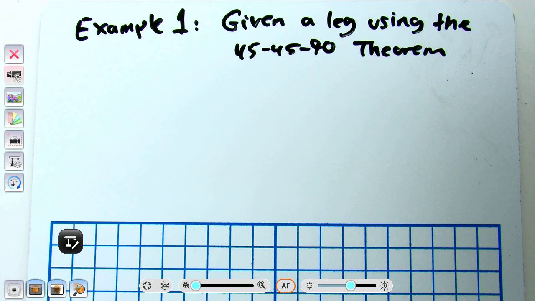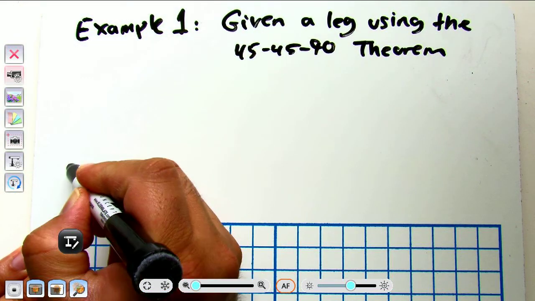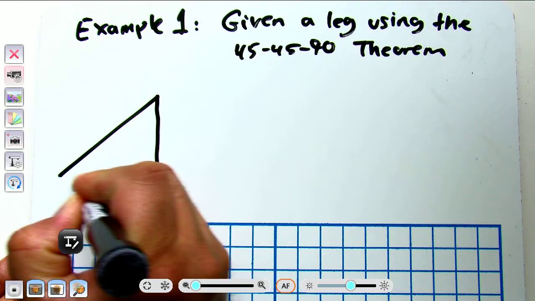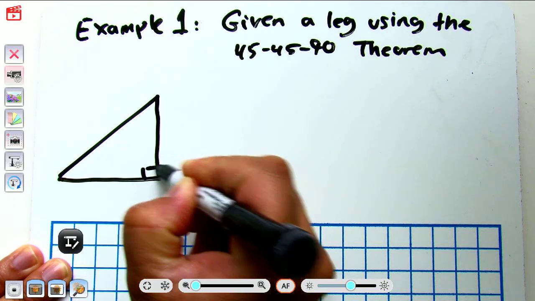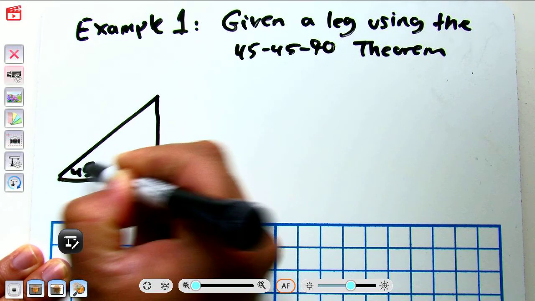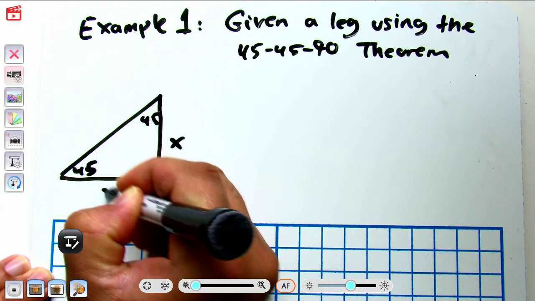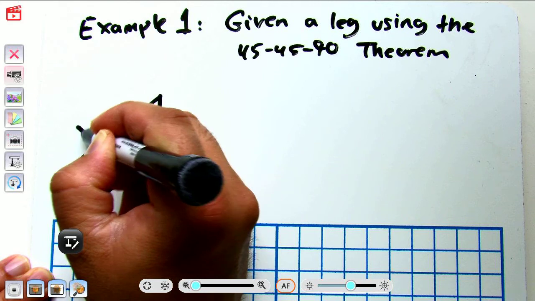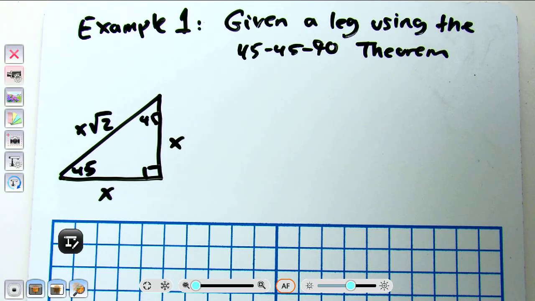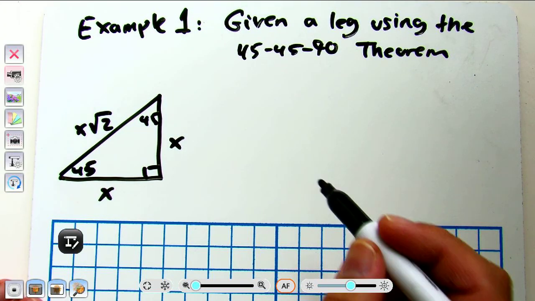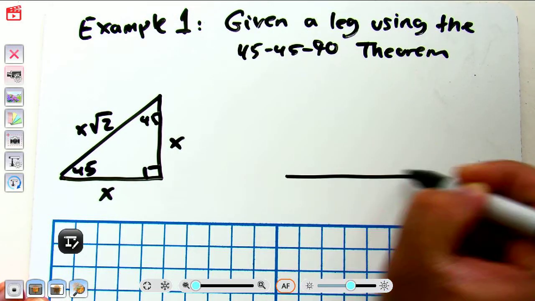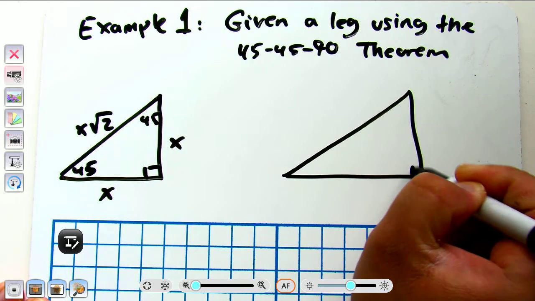So, and then also let me write the theorem on the side. This is 45, 45, 90. This is x, x, and this is x square root 2. So my problem is this right here. So you have a 45, 45, 90 right triangle.